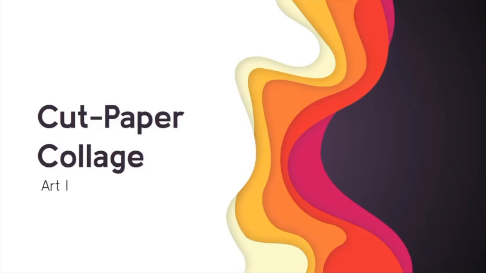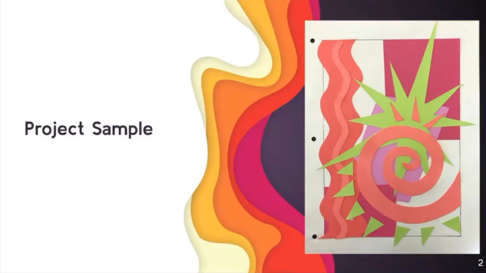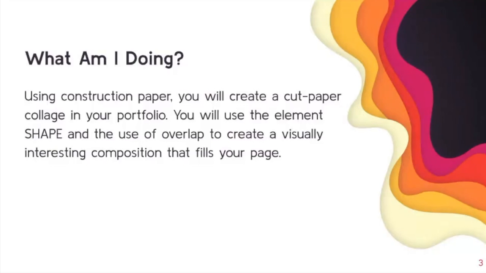For your second element of design project, you are going to create a cut paper collage that focuses on the element of design shape. Here is a project sample of a potential outcome that you could have for your project. So to elaborate on what you are doing, you are going to create a cut paper collage in your portfolio. You will use the element of shape and the use of overlap and other compositional skills to create something visually interesting for your viewers.